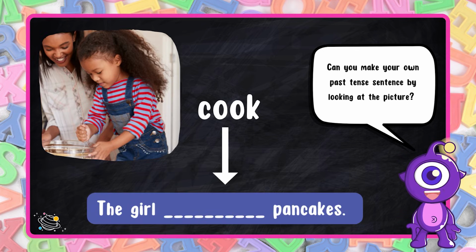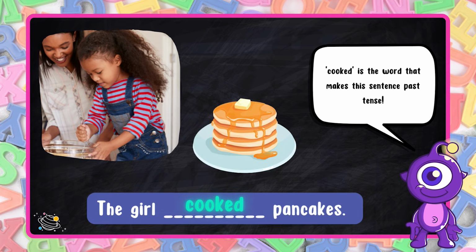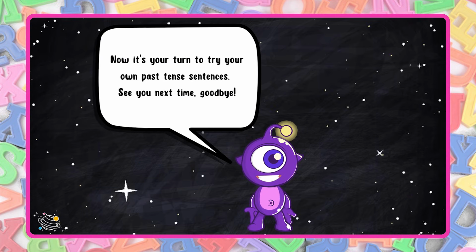Can you make your own past tense sentence by looking at the picture? The girl cooked pancakes. Cooked is the word that makes this sentence past tense. Now it's your turn to try your own past tense sentences.